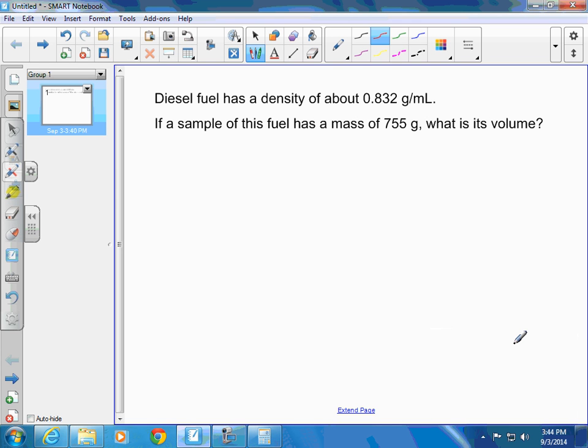Let's look at a second type of density problem. In this problem, we are asked to solve for the volume rather than the mass or the density. First, I'll make a list of everything given.